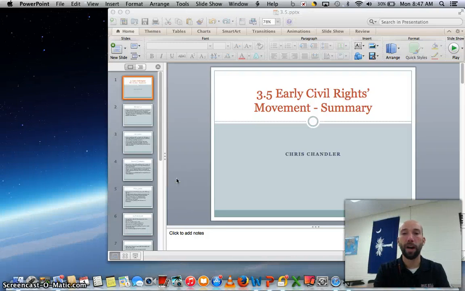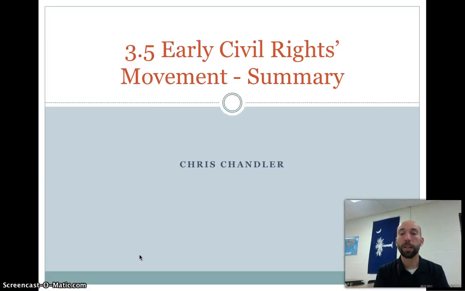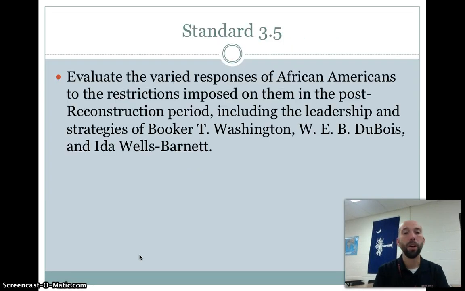This is Unit 3.5, the early civil rights movement. We just got done discussing Reconstruction. During Reconstruction, the country was being put back together politically, and the question was being asked what we're going to do with all the former slaves, and trying to give former slaves political equality. Well, as you know, African Americans really didn't get that political equality after Reconstruction came to an end.